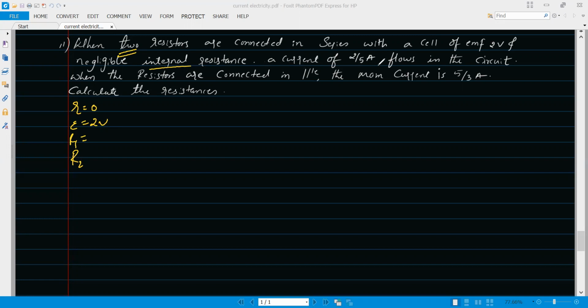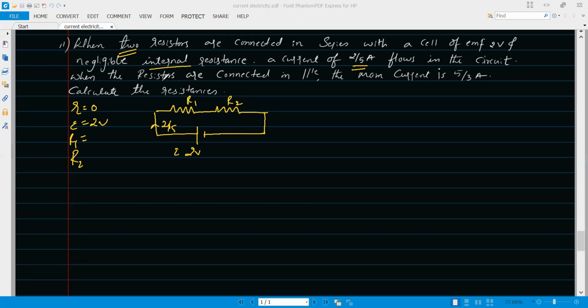A current of 2.5 ampere flows in the circuit. ಯಾವಾಗ ಎರಡು resistors ನ series ಅಲ್ಲಿ combine ಮಾಡ್ತೀರಿ ಅವಾಗ ಅದರೊಳಗಡೆ current ಹೋಗ್ತಾ ಇದೆ 2.5 ampere. Let us consider this is the circuit here. One resistor, another resistor, and this is the battery of a negligible resistance. This is 2 volt EMF. Current ಇದರೊಳಗಡೆ ಹೋಗ್ತಾ ಇದೆ. That is 2/5 ampere when we have connected R1 and R2 in a series.